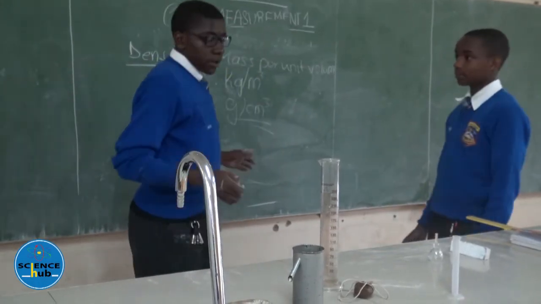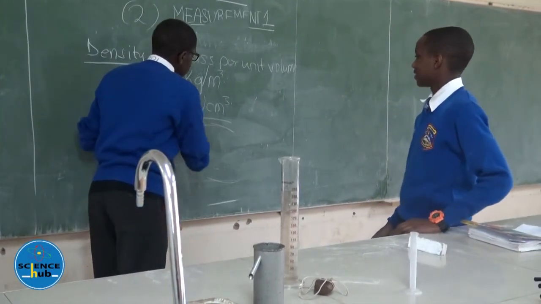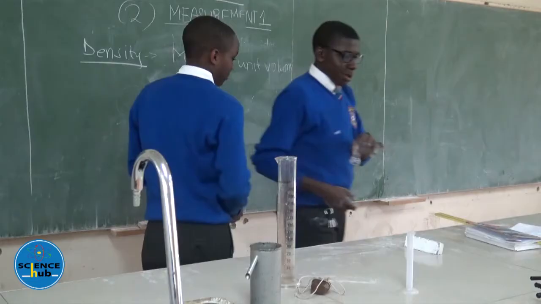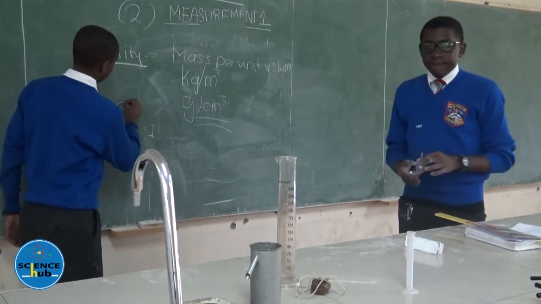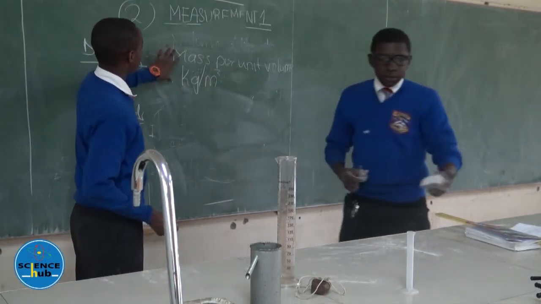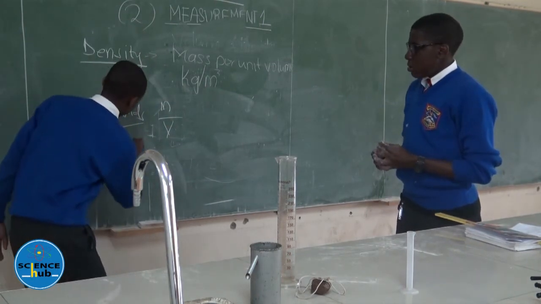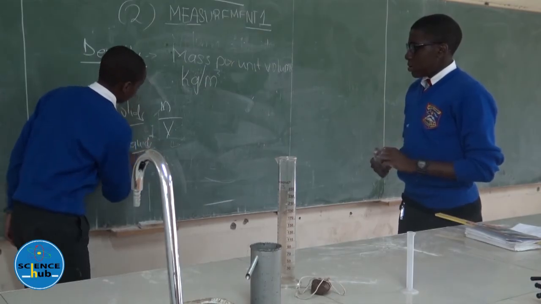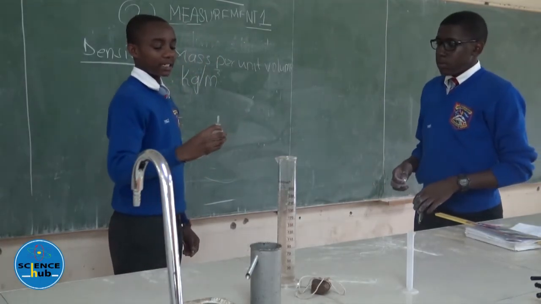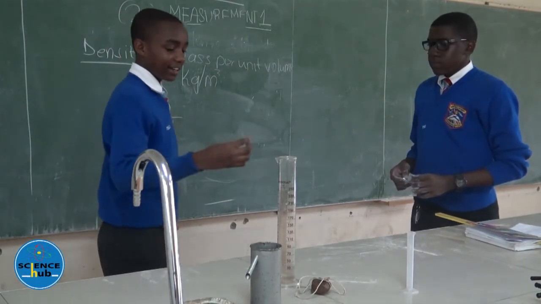One of the pieces of equipment used in finding density is a density bottle. You can first of all find the density of solids, which can be derived from this definition of mass per unit volume. Even for liquids, you can use a density bottle. This is the apparatus used to find the density of a liquid.